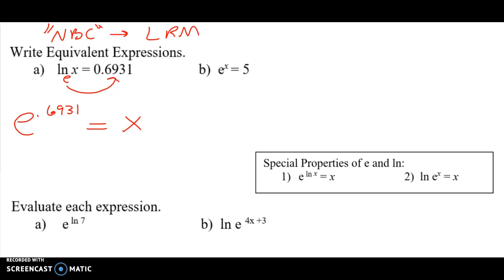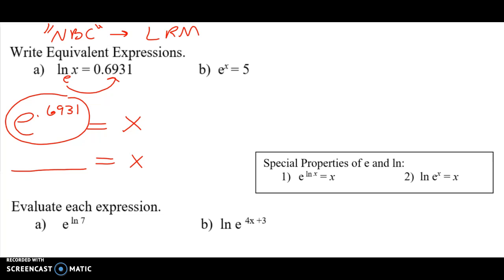So it's the exact same thing we did last class. The only difference is the base is E. And it just says write an equivalent expression. It doesn't say solve necessarily. But at this point, you can now put that into your calculator and come up with the exact decimal that is e to the 0.6931.